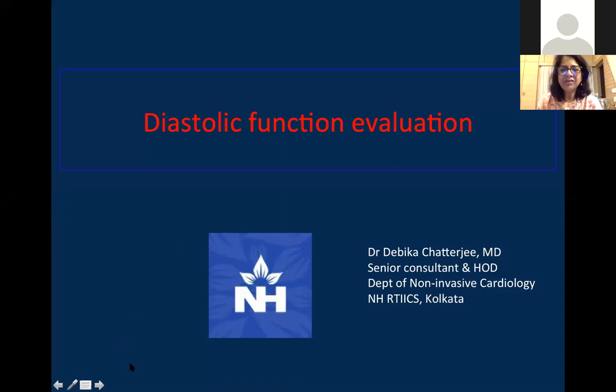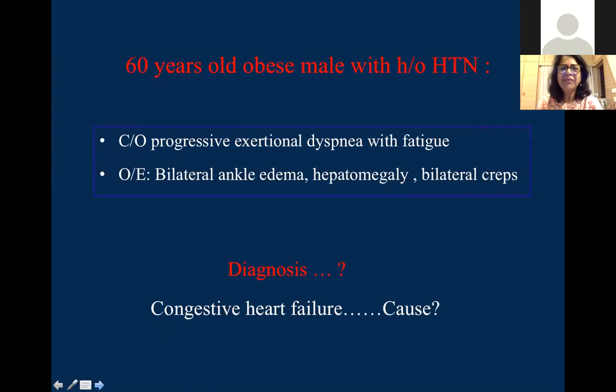So let us start diastolic function evaluation parameters. To start with, I will present a case of a 60 years old obese male with a history of hypertension, controlled for a few years. Now complaining of progressive exertional dyspnea with fatigue. On examination, we get bilateral ankle edema, hepatomegaly, and bilateral crepts. So obviously, the diagnosis is congestive heart failure.